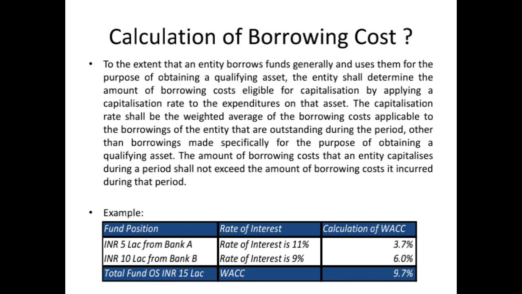Calculation of borrowing cost. To the extent that an entity borrows funds generally and uses them for the purpose of obtaining a qualifying asset, the entity shall determine the amount of borrowing cost eligible for capitalization by applying a capitalization rate to the expenditures on that asset. The capitalization rate shall be the weighted average cost of the borrowing costs applicable to the borrowings of the entity that are outstanding during the period. The WACC calculation has been shown below.